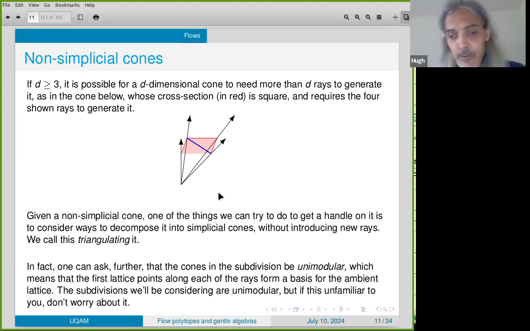Let me just mention, for people who might have seen this kind of thing before, that in this setting there is an ambient Z^n lattice in the picture. There's a natural integer lattice. We could ask that the subdivision be unimodular, which means that when you take any one of the simplicial cones in the subdivision, the first lattice point along each of the rays should form a basis for the ambient lattice. So that's asking a little bit more than that it just be simplicial. In fact, what we're going to be doing is going to produce unimodular subdivisions, but I'm not really going to talk about that, but it is true.